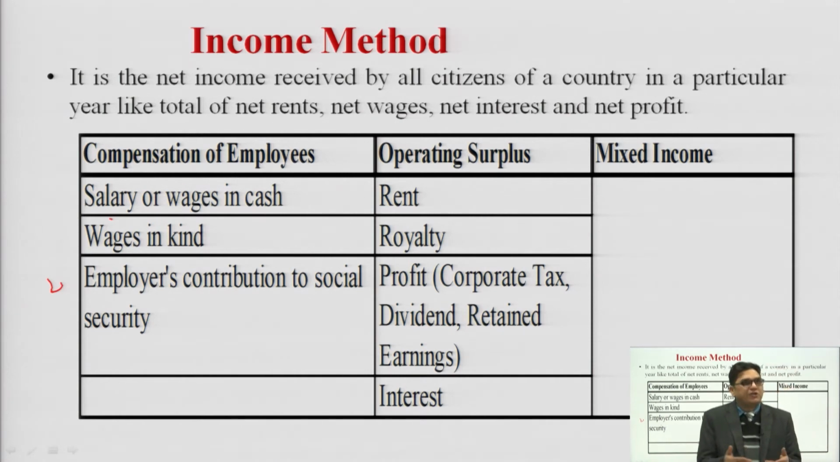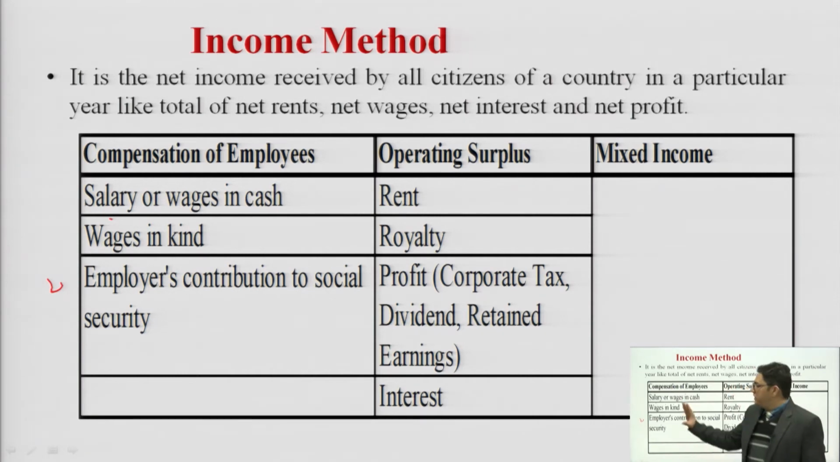Wages in kind is the fringe benefit or additional benefit given by the company to the employee. Third, it is employer contribution to social security, the contribution made by the company for social security purposes. Here we need to be very alert and careful: we only include the employer contribution, not the employee contribution. At some point in a few questions the employee contribution will also be given, but we need not take it; only the employer contribution has to be taken into account.